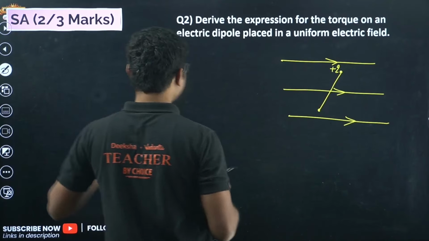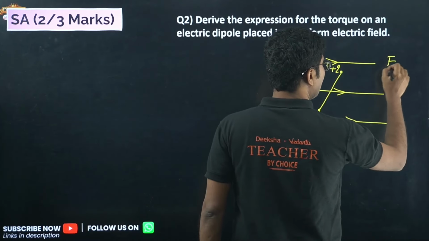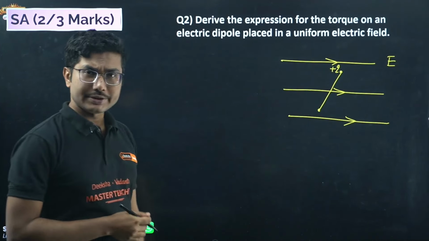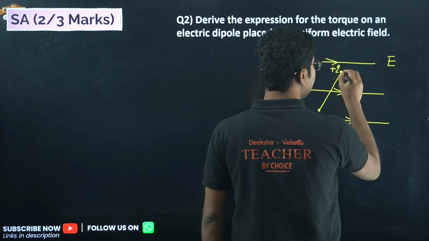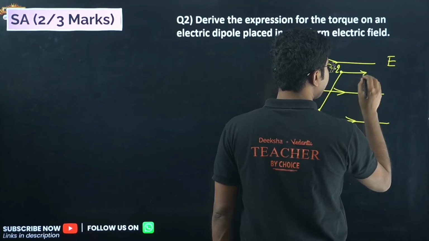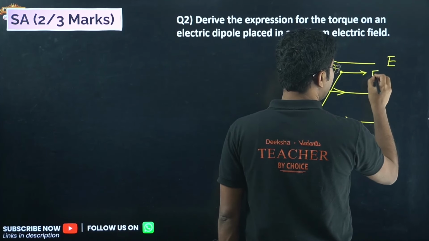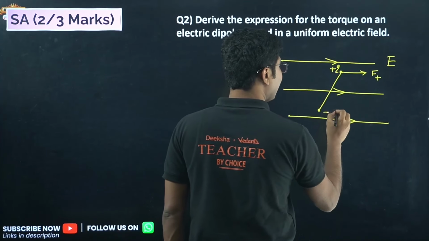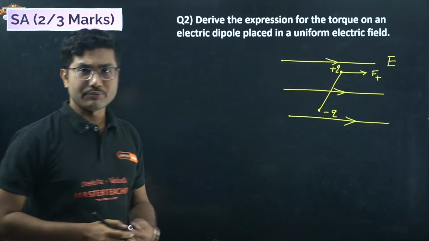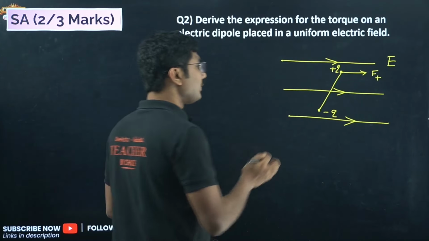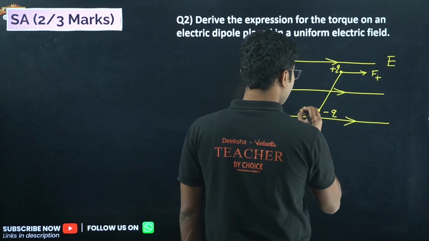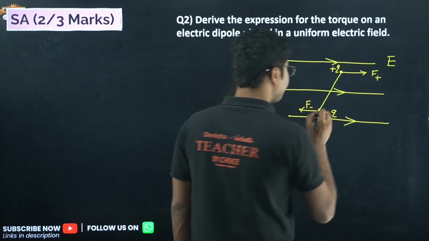So when there is an electric field present, the positive charge experiences a force in the direction of the electric field. So this will be the direction of the force acting on the positive charge. What about the negative charge? The negative charge experiences a force in the opposite direction of the electric field. So the negative charge will experience a force in the opposite direction.